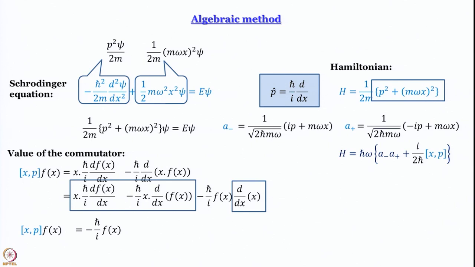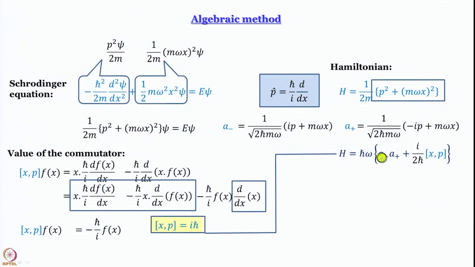So the commutator of x and p operating on f(x) gives us minus h cross by i f(x), an eigenvalue equation. So what is the value of the commutator of x and p? The value is minus h cross by i, or I have written it in another form, i h cross. This is a very fundamental relationship that comes in handy in many applications of quantum mechanics. Here we have just worked it out, and we will see how this makes the subsequent treatment extremely simple and useful. So, the commutator of x and p is equal to i h cross.